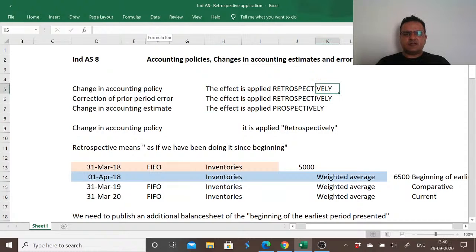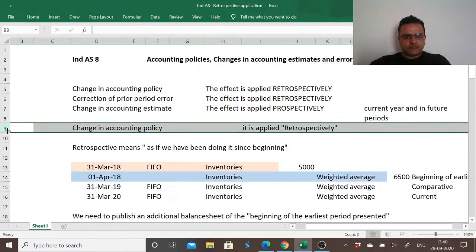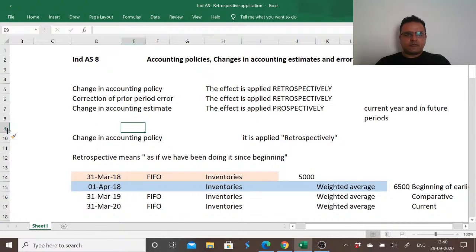Retrospectively means we need to present one more balance sheet of the beginning of the earliest period presented, as if we have been using the same policy since the beginning. Applying the effect prospectively means in the current year and in future periods.